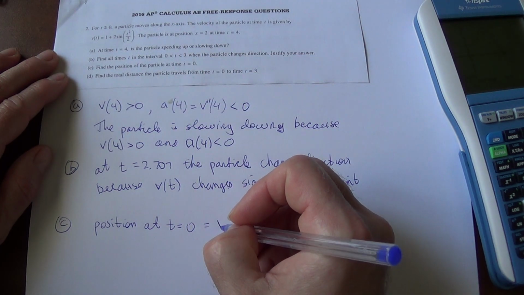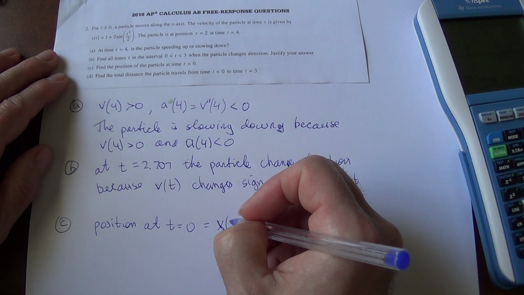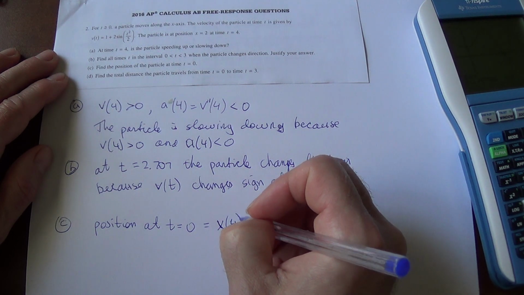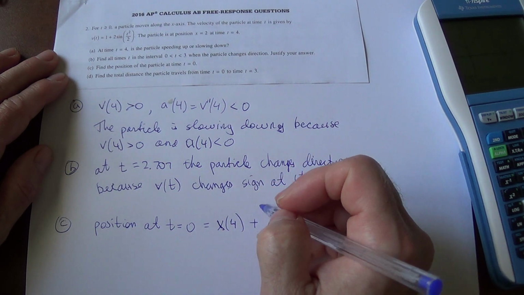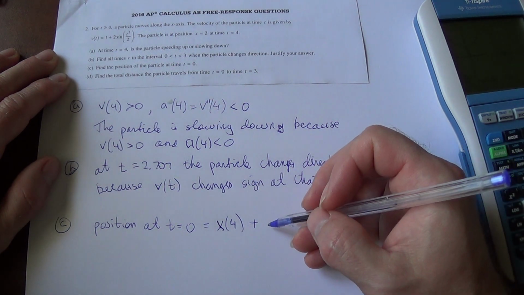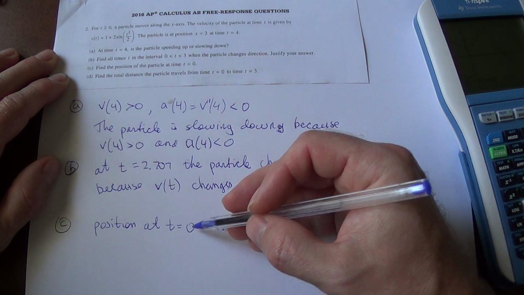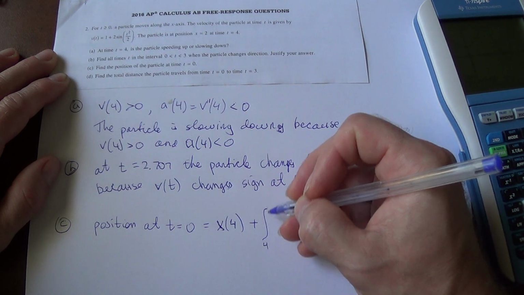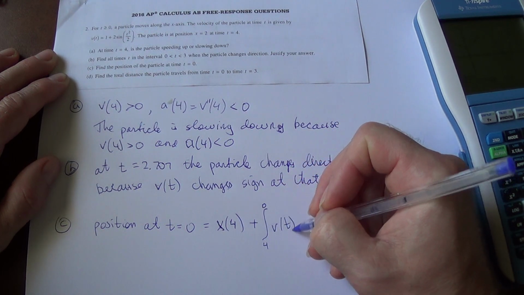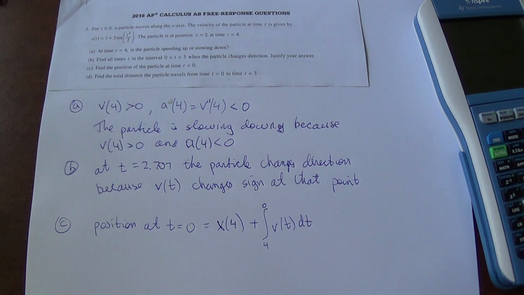It's going to be the position at 4, so x of 4, because that's the one that we know, plus, and then you're going to have to follow it up with the integral, and the integral is going to have to go from this as your lower limit, and this as your upper limit here. So it's from 4 to 0 of v of t dt. This is going to give you the displacement. Please be very careful, because the limits have to be in that order, unless you want to change the sign to a minus.